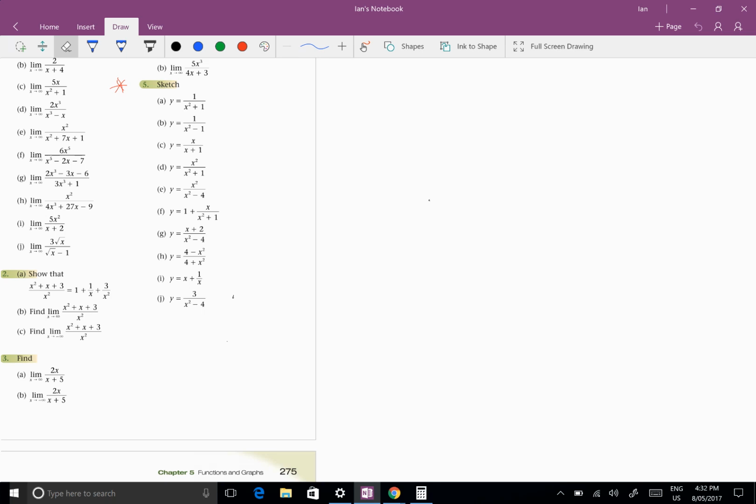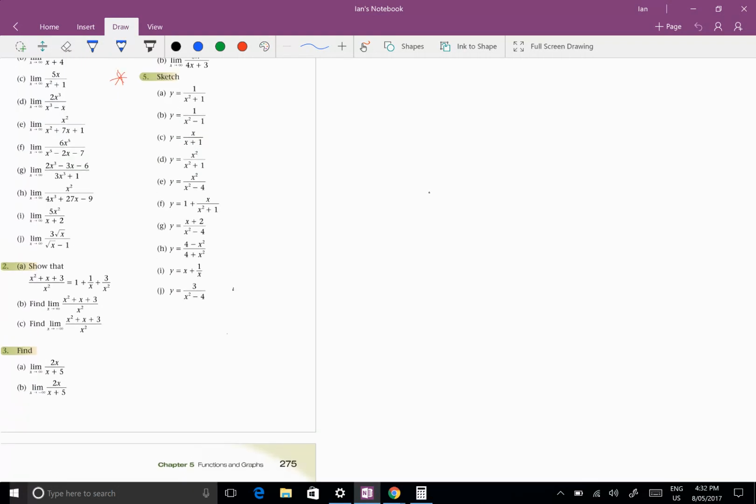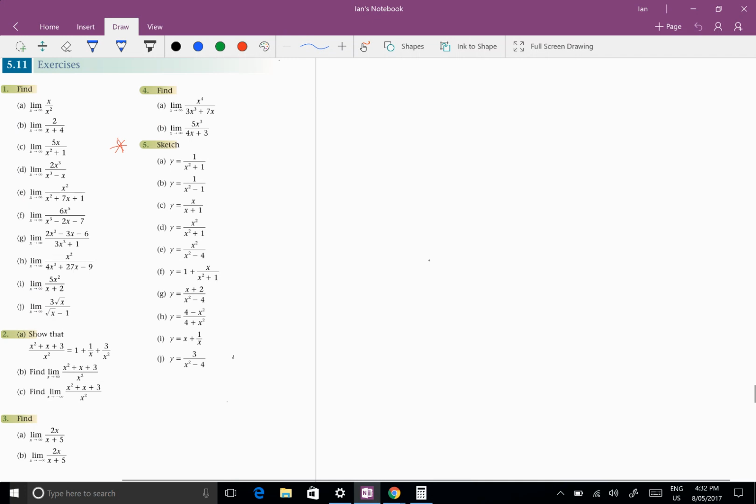Okay, let's now have a look at exercise 5.11, question 5E. So here we've got y equals x squared on x squared minus 4.